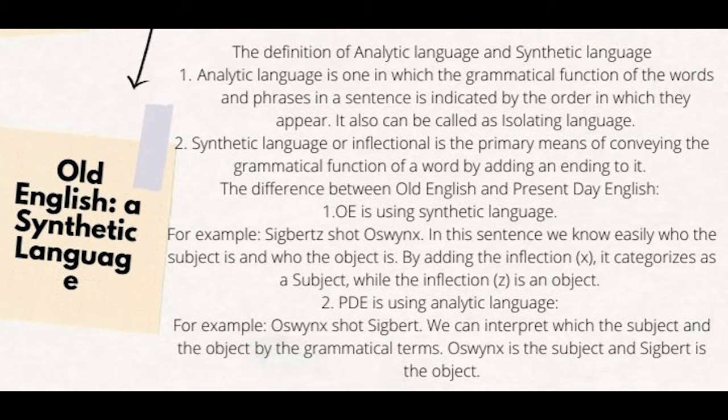The second one is that present-day English uses an analytic language. There is an example: a swing shot sick bird. We can interpret the subject and the object by the grammatical terms. A swings is the subject and sick bird is the object.